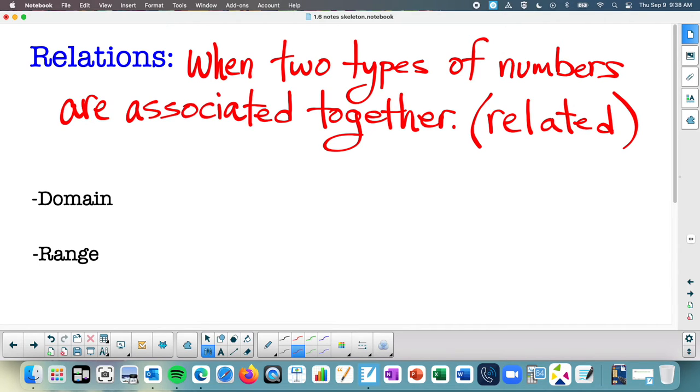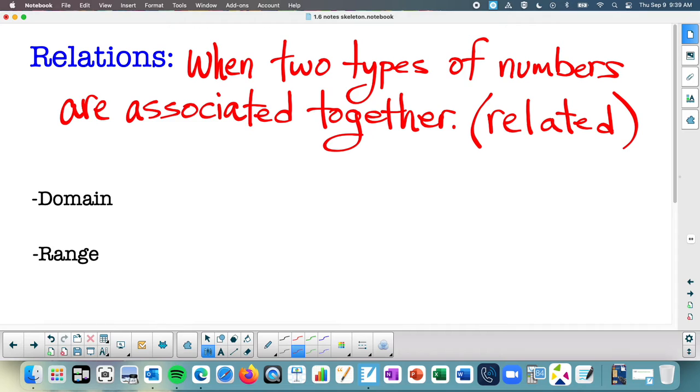Most of you guys probably think of the information as a point. That's probably what you're most used to. But the information can be lots of different ways. Before we get to that, though, we've got domain and range.